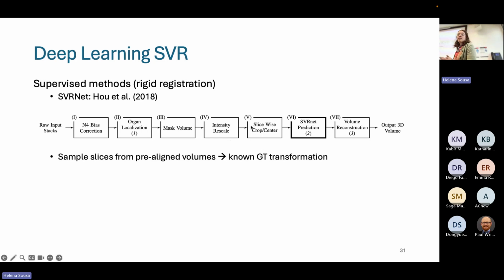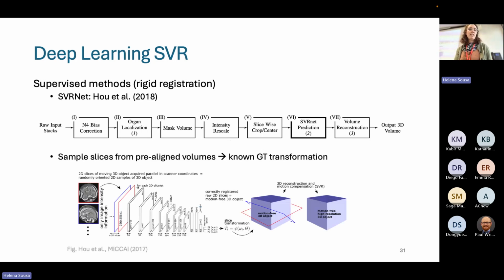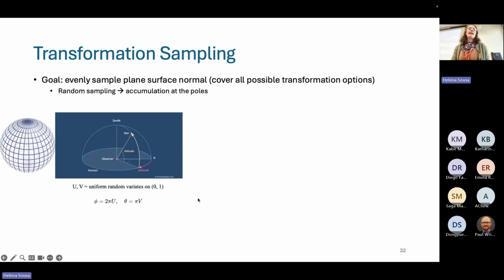As I was saying, it's a supervised technique. You start from having some pre-aligned good quality training volumes that are all rigidly aligned to the same 3D reference space. So you can then simulate slices during training, and you know your ground truth transformation. In this case, it was a simple CNN, and I'll talk a bit about how the transformation is parameterized, but also how to simulate the slices.